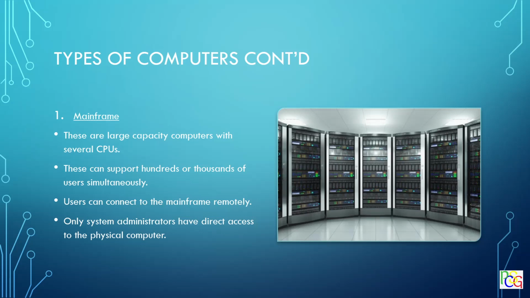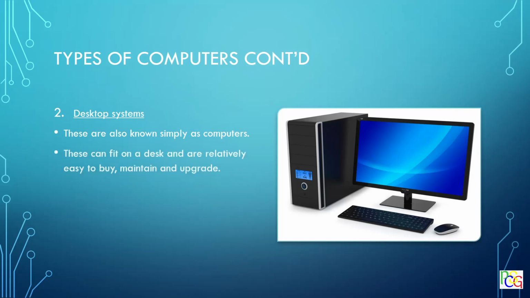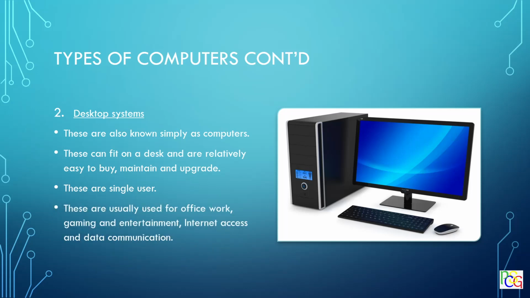Yeah, you can move on now. Thank you. Okay. So the next type of computer system we're going to look at would be desktop systems. These are also known simply as computers. This is what we know as computers. They can fit on a desk and they're relatively easy to buy, maintain, and upgrade. And they're single user. So unlike mainframes, they only have one CPU and only one person can use them at a time. They're usually used for office work, gaming and entertainment, internet access, and data communication.